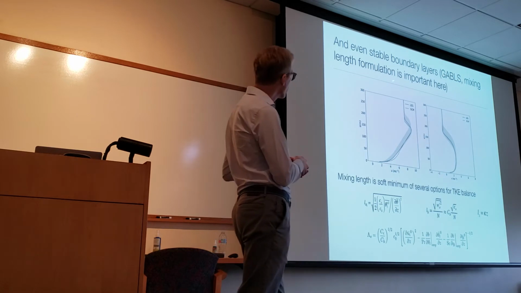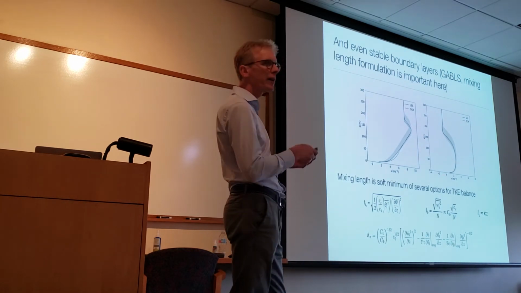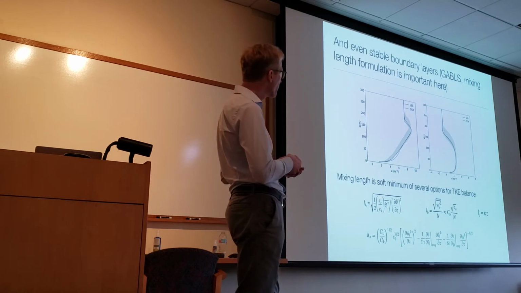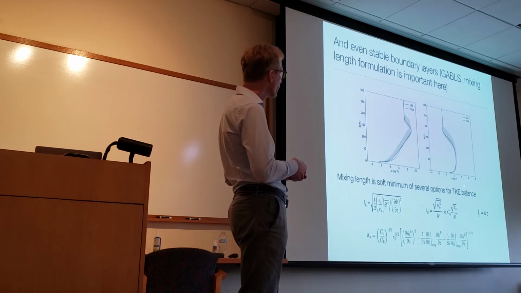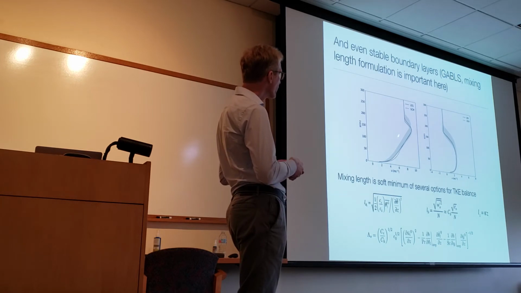So in black are LES again. The shading is a range of LES results produced by other groups for the situation. That's the zonal and meridional velocity. And dashed is the parameterization scheme, a single column model.